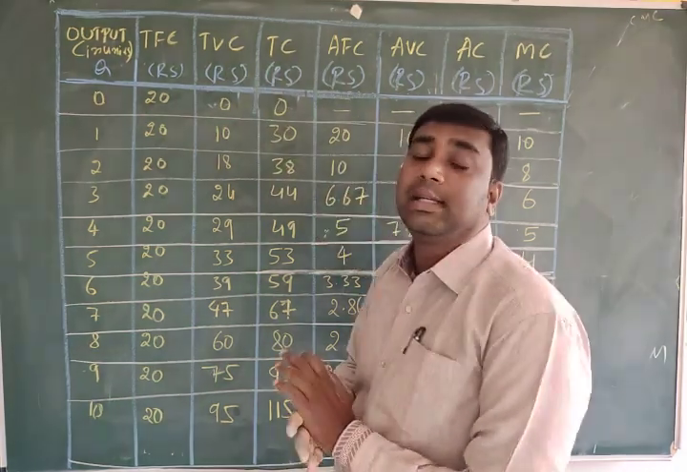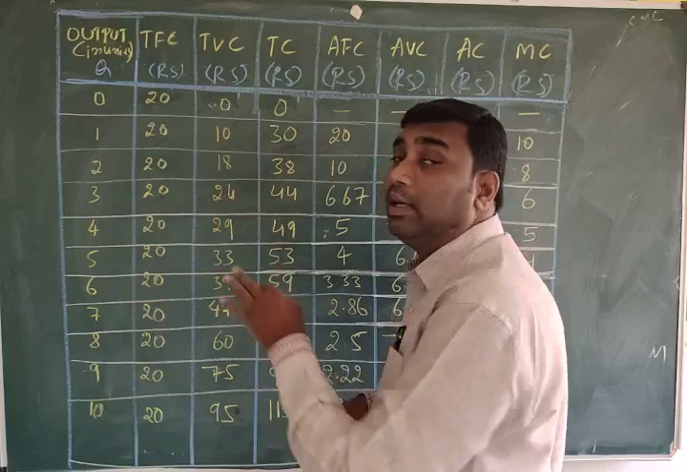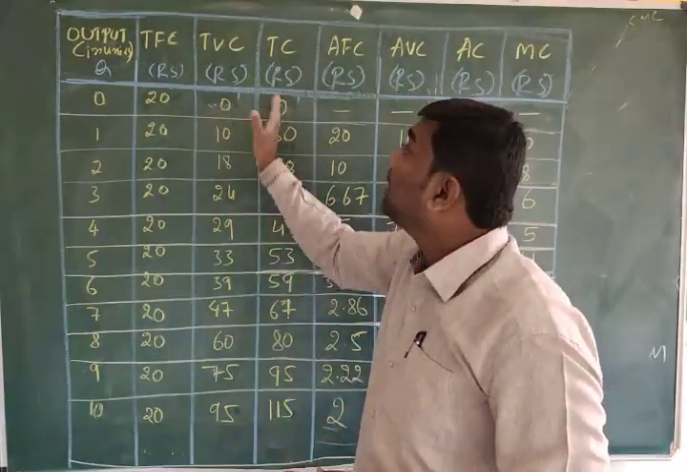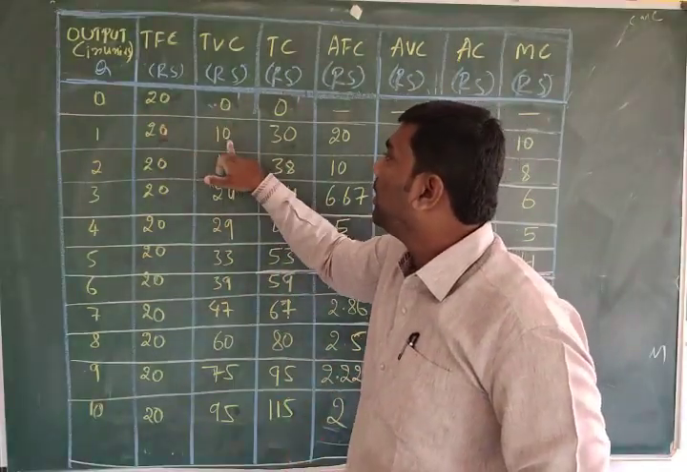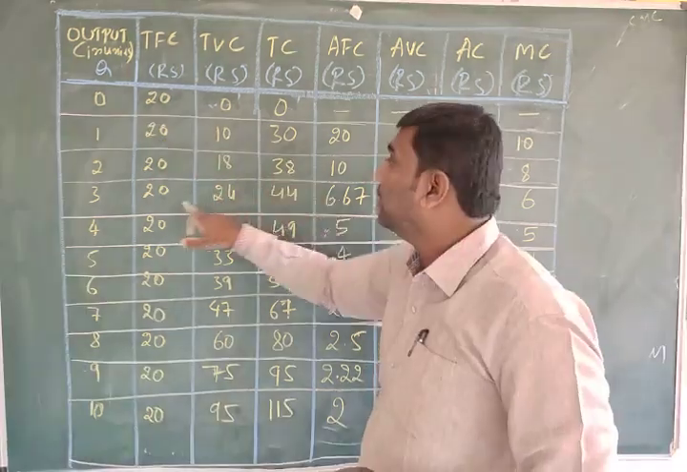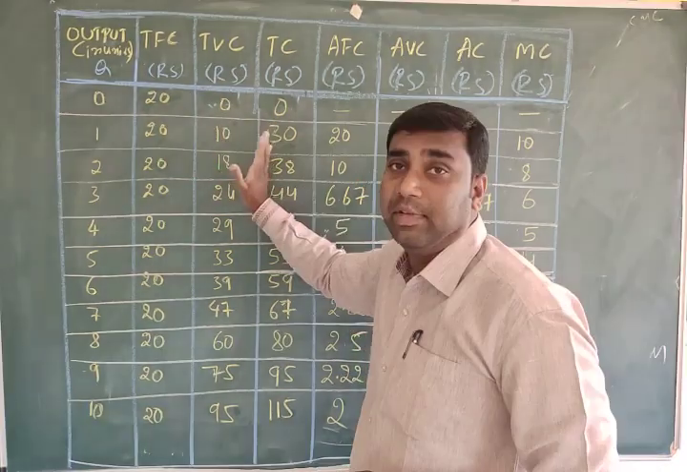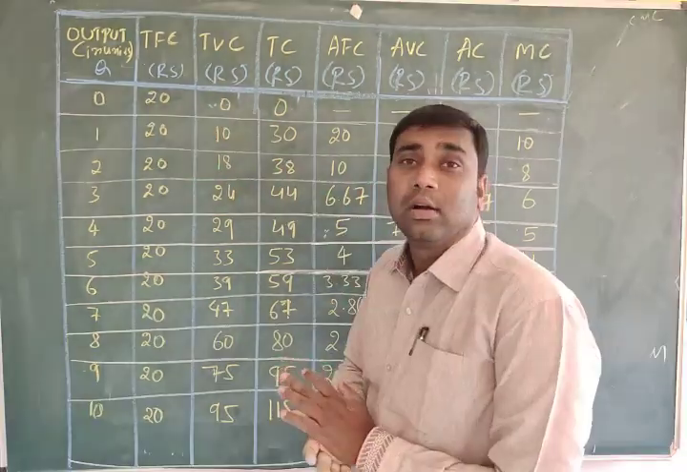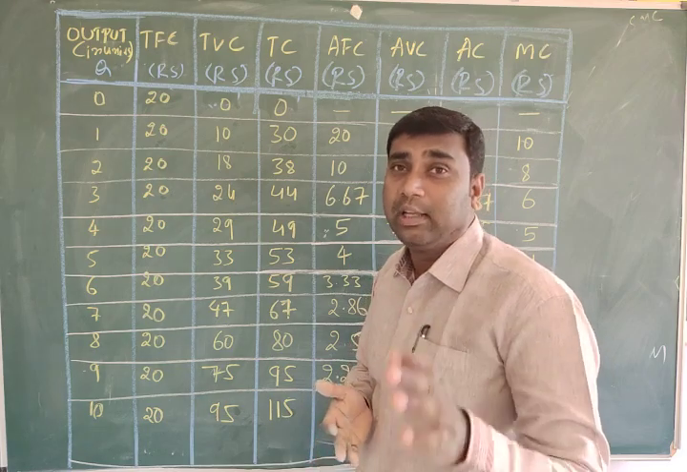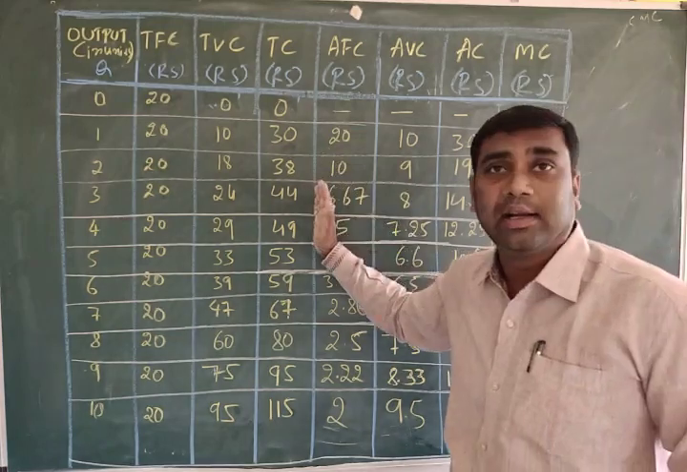Next, TC. TC is the sum of both TFC and TVC. You can get it with the help of the formula TFC plus TVC. 20 plus 10, 30. 20 plus 18, 38. 20 plus 24, 44. Like this, TFC plus TVC. So this is the sum of both TFC and TVC.